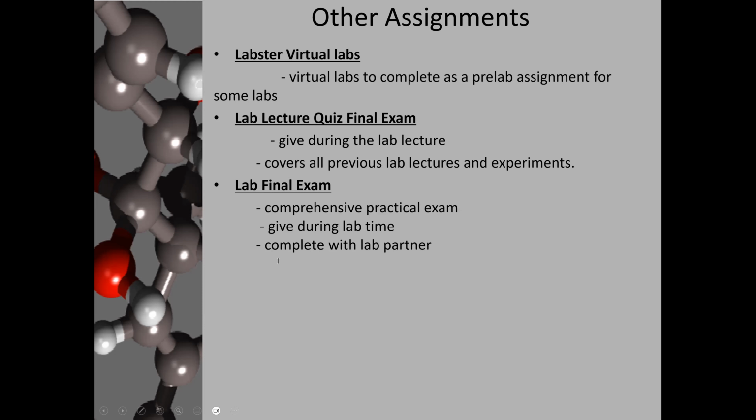Now note here for the lab final exam, there are no groups of 3. So you can only be a group of 2. If there's a group of 3 at the end of the semester, you'll have to vote one person off. So no groups of 3 or more.